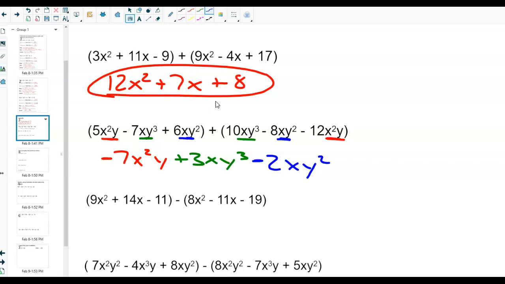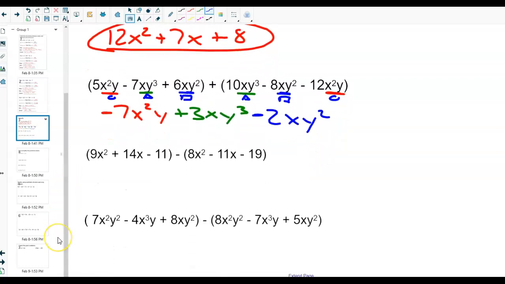Now, do you need to use different colors? No. The other thing you can do sometimes is use shapes. Hey, a circle here and a circle here. A little triangle here, a little triangle here. Maybe a square here and a square here. If you want to put something underneath, a different color. And you don't have to do that. You can just recognize, hey, I'm looking for the same terms and that's what I'm combining.